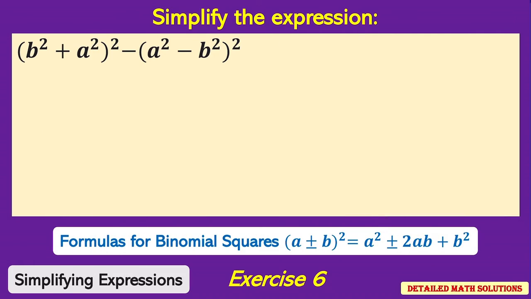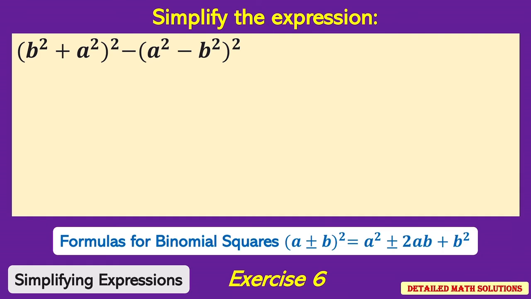Next exercise. Simplify the expression. In the first binomial square, (b squared plus a squared) squared, b squared corresponds to the a in the formula, and a squared corresponds to the b in the formula. Respectively, in the second binomial square, a squared corresponds to the a in the formula, and b squared corresponds to the b in the formula.